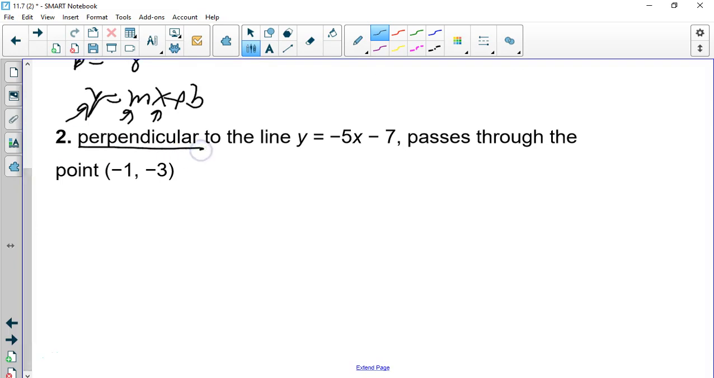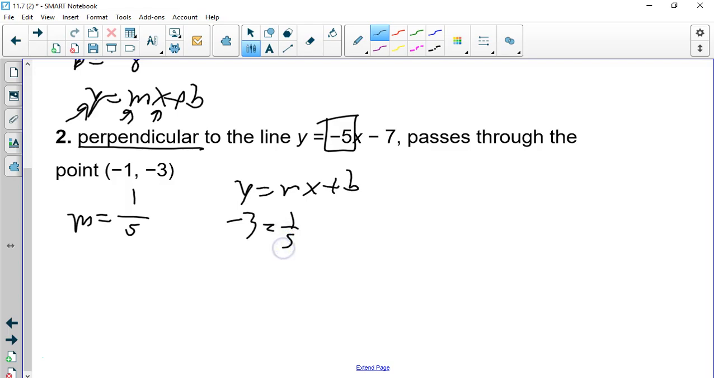Now, perpendicular. Well, first off, we need to find the slope here. It's -5. And then remember that the slope is opposite and reciprocal, 1/5. Okay? Now, what that means is we have a slope, we have a point, so we write y equals mx plus b. We put the -3 here, we put the m here, and we put the x here. And we're going to solve for b. So this is -3 equals -1/5 plus b.